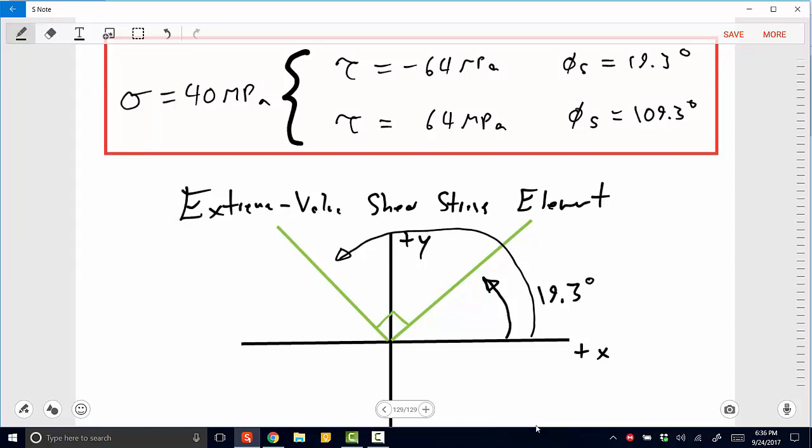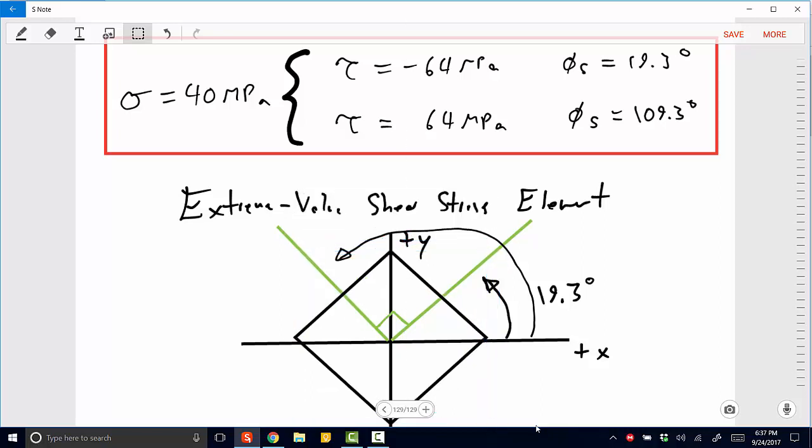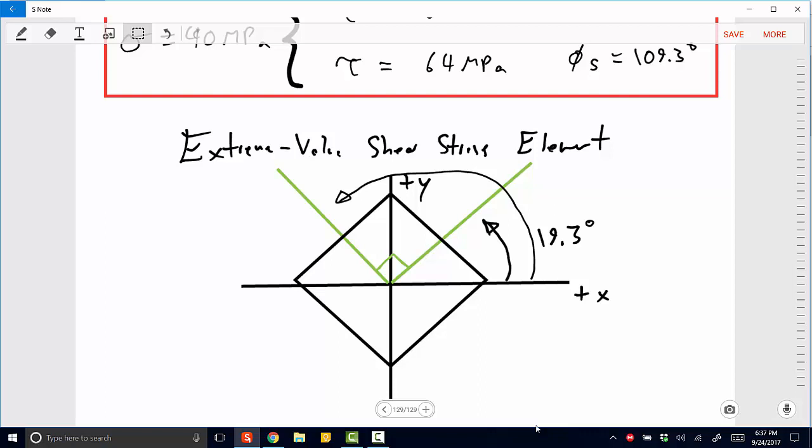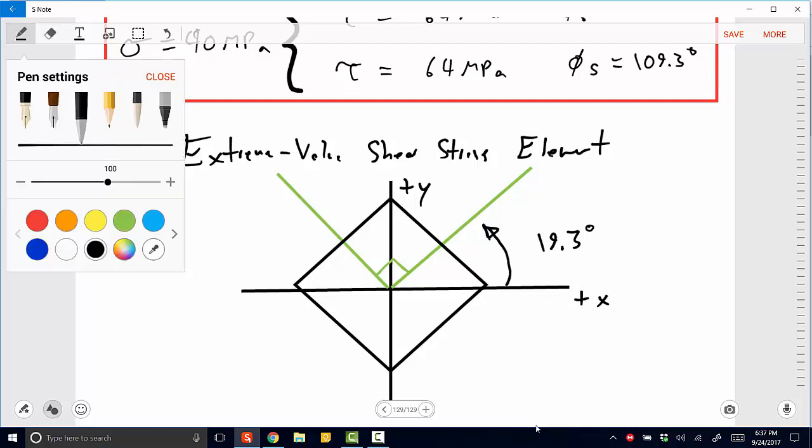So let's do that. Let's build our element here. Oh, hold on. Let's put the block feature on here, here, and here. There we go. So now we've got our little element here, right? And each of these vectors is normal to our surfaces. So now that we have that, let's go ahead and draw in the things that we know.